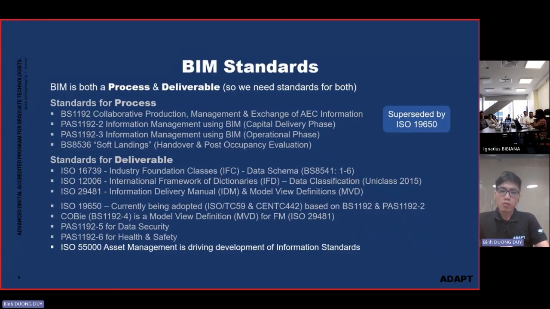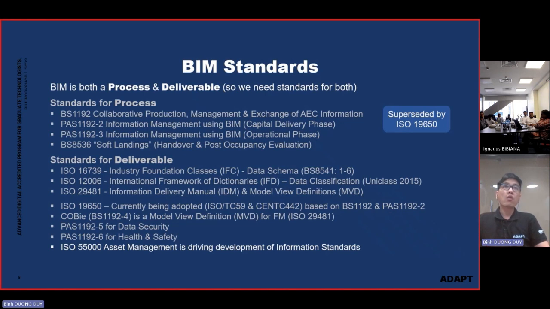Besides the BIM framework, we also need to check the BIM standards, just like I mentioned earlier about the national ones. There are a couple of BIM standards published on the market right now, on the global market, not only for any specific region. So we have two types of BIM standard. One is for process and the second is for deliverable.